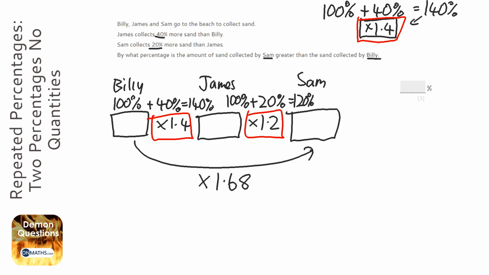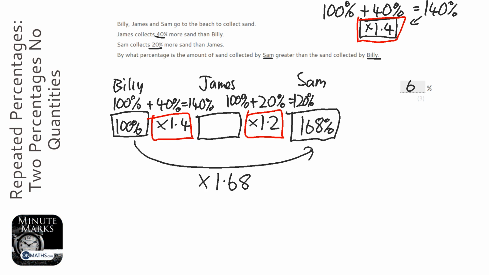Now that's as a decimal. If I convert that back into a percentage, that means if Billy has 100%, Sam has 168%. So therefore, Sam has 68% more than Billy.